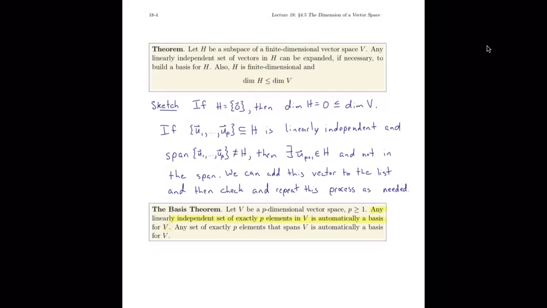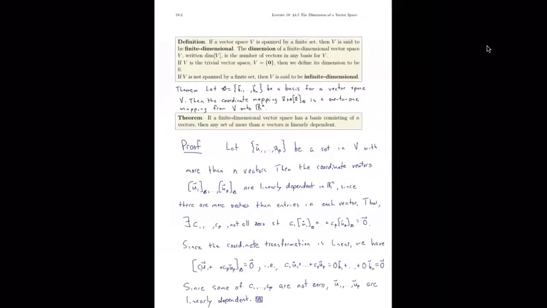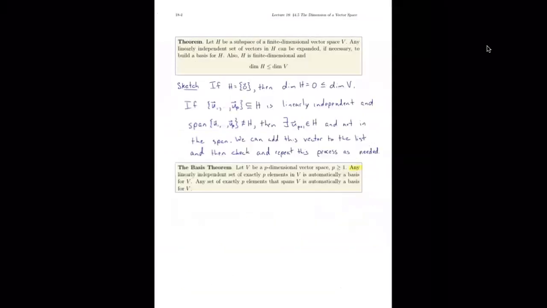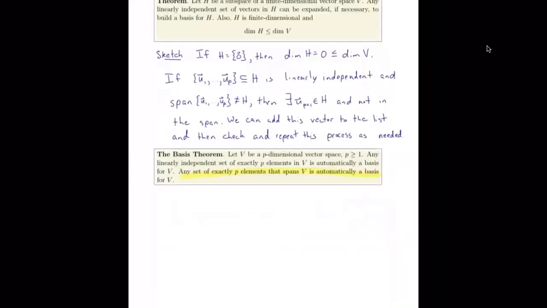It actually contradicts the definition of V being a p-dimensional vector space, right? We'd have p+1 elements in it that are linearly independent, and that's impossible. Sorry, it contradicts the theorem on the previous page. That's what I meant to say, right? It would have more vectors in it than the dimension, and we'd have a linear dependency. So that's an informal argument by contradiction there. And the second statement in this theorem is any set of exactly p elements that spans V is automatically a basis for V.